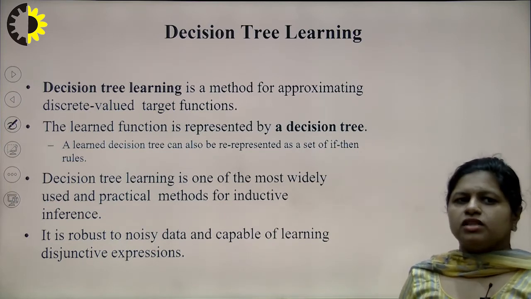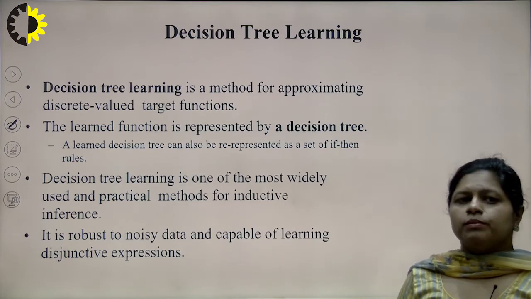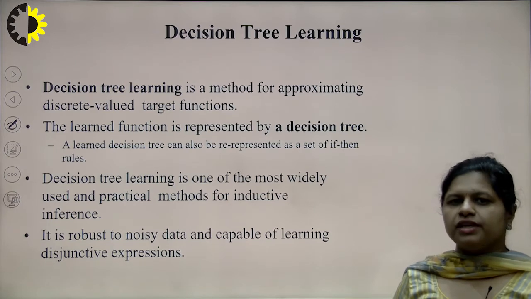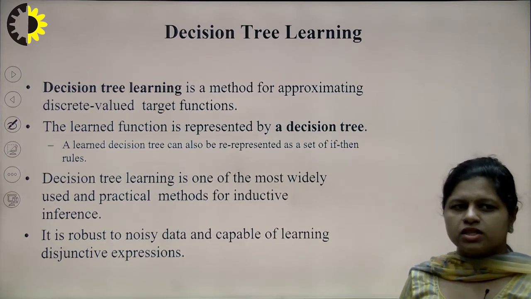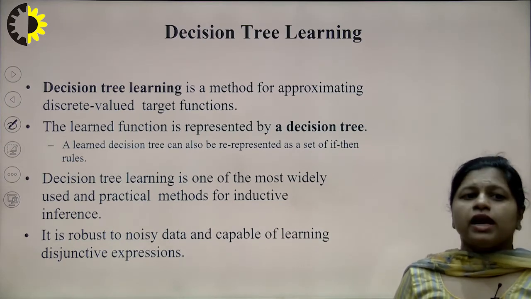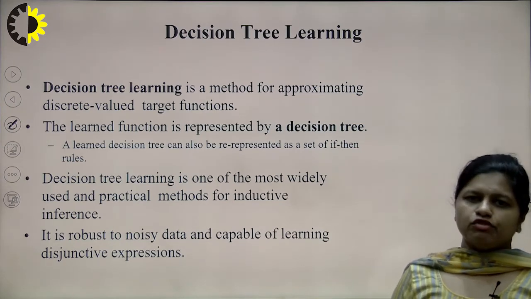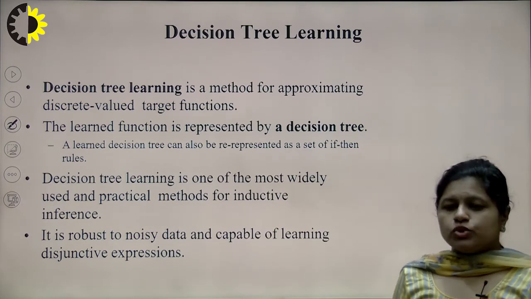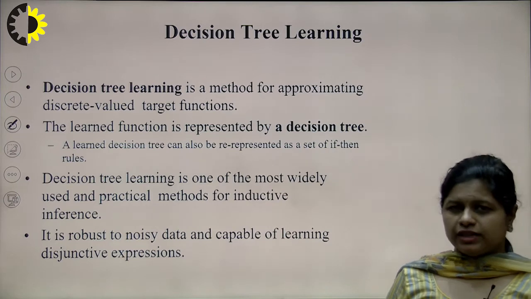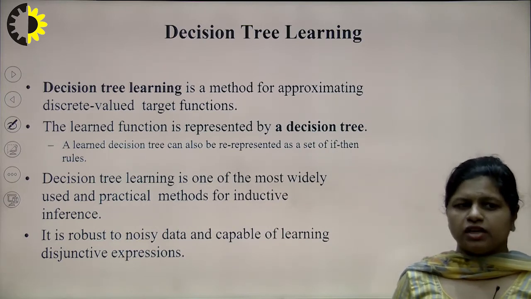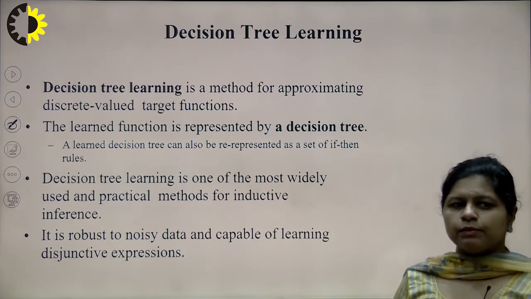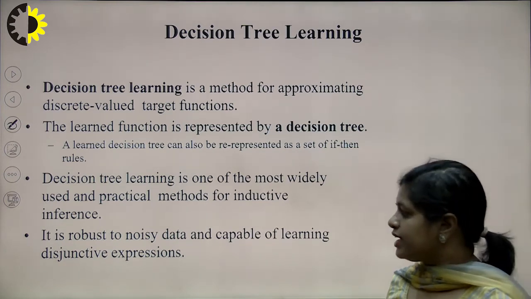With the decision tree, the learned function can be represented by this. A learned decision tree can also be represented as a set of if-then-else rules. Decision tree learning is actually one of the most widely used and practical methods for inductive inference. Inductive inference means we can do inferencing for unseen instances based on the data that is available to us for training. It is one of the robust techniques for noisy data, and it is capable of learning disjunctive expressions.